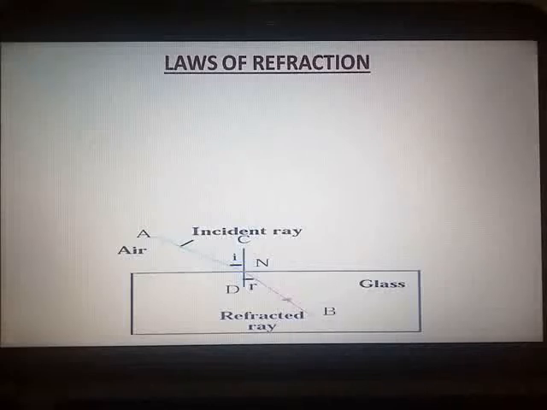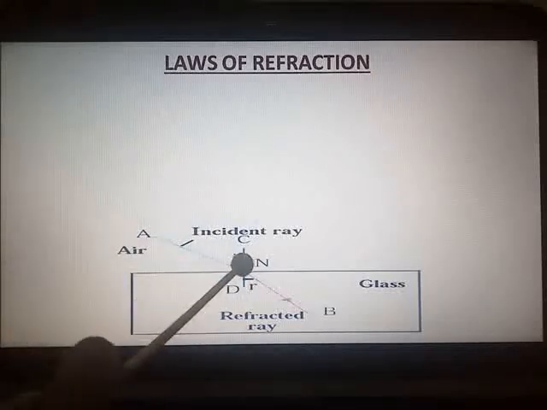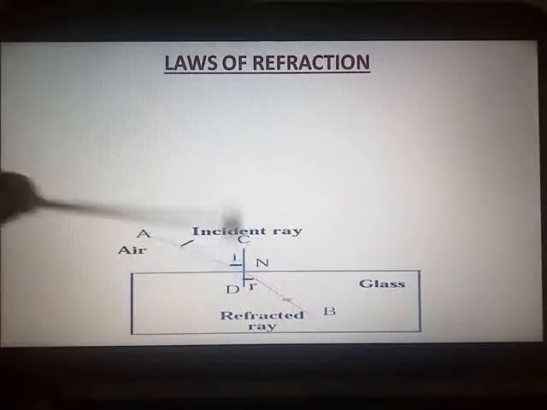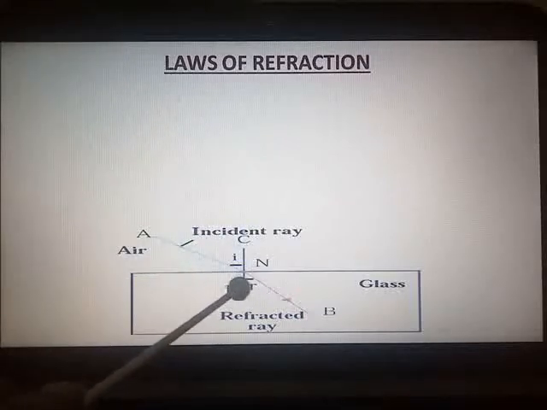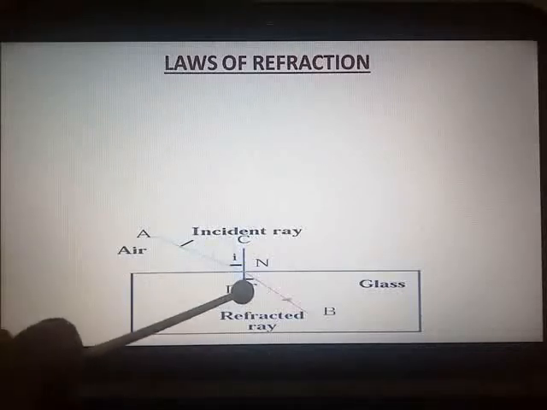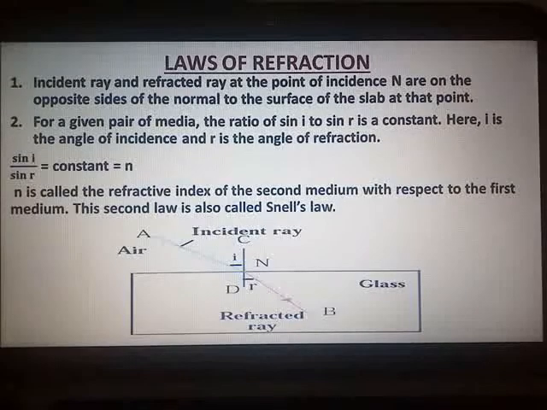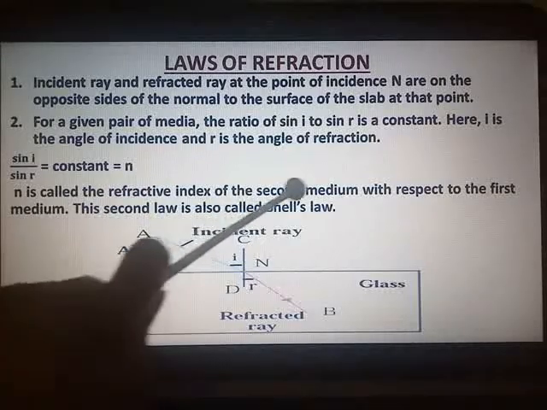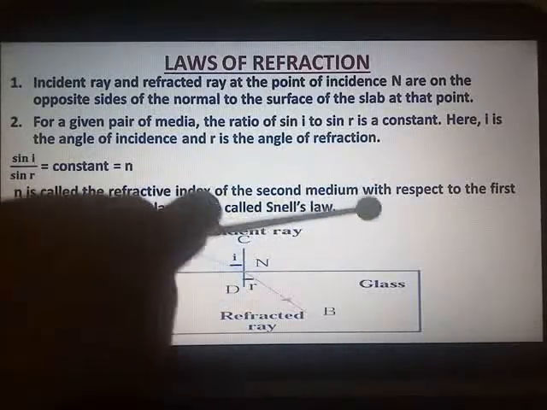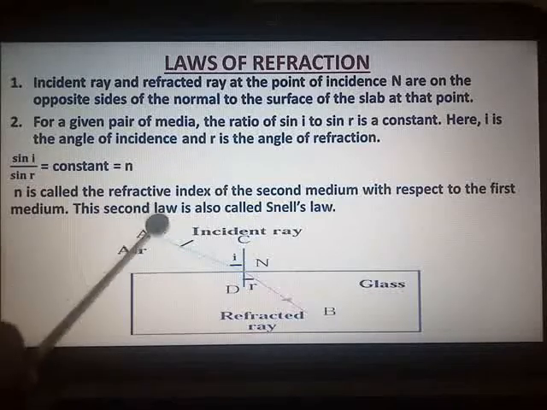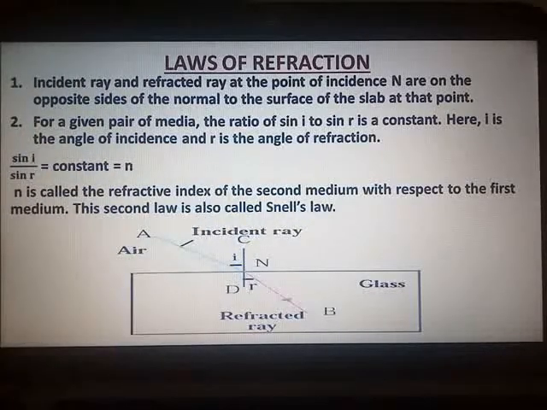So here for a given pair of media, that is air and glass, the ratio of sin I to sin R is a constant. I is what? The incident ray here, so the angle of incidence. What is R? R is the angle of refraction. So I is the angle of incidence, R is the angle of refraction. So sin I upon sin R is constant, which is denoted by small n, and that n is called the refractive index of the second medium, that is glass, with respect to the first medium, and this second law is also called Snell's law.